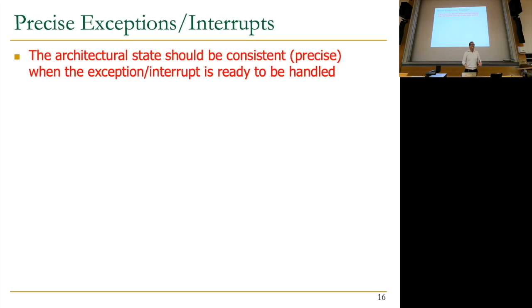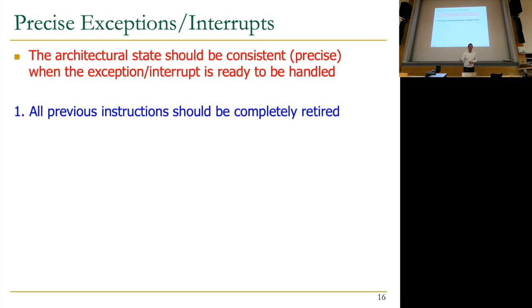Essentially, the architectural state, which consists of program counter, memory, and registers, should be consistent or precise when the exception and interrupt is ready to be handled. So what does that mean? This means that because of the sequential instruction semantics, you have an exception causing instruction. All previous instructions in the program order should be completely finished, retired. That's also called retired, meaning that they should have updated the architectural state completely. And no later instruction should be retired, meaning should have updated the architectural state. So you should really have a clean slate between the exception causing instruction and later instructions, if you will.